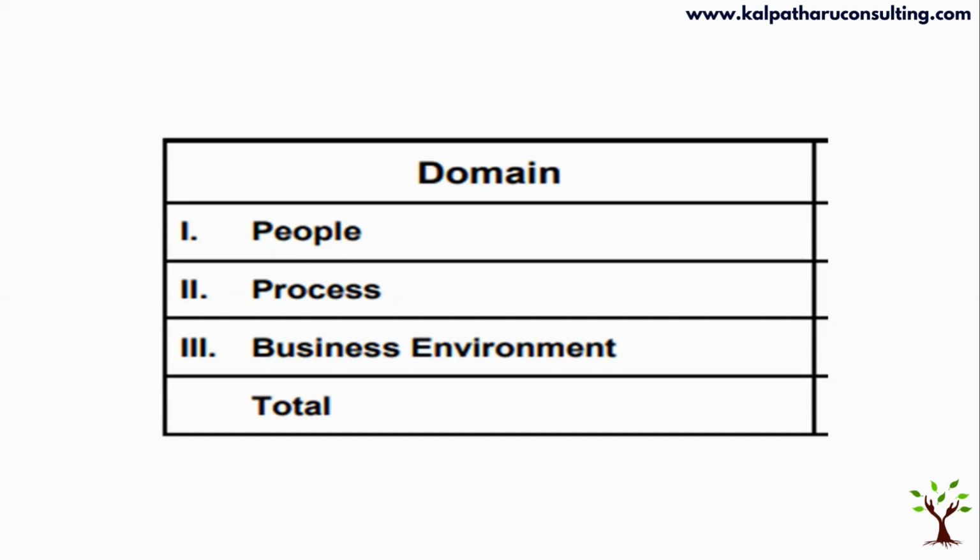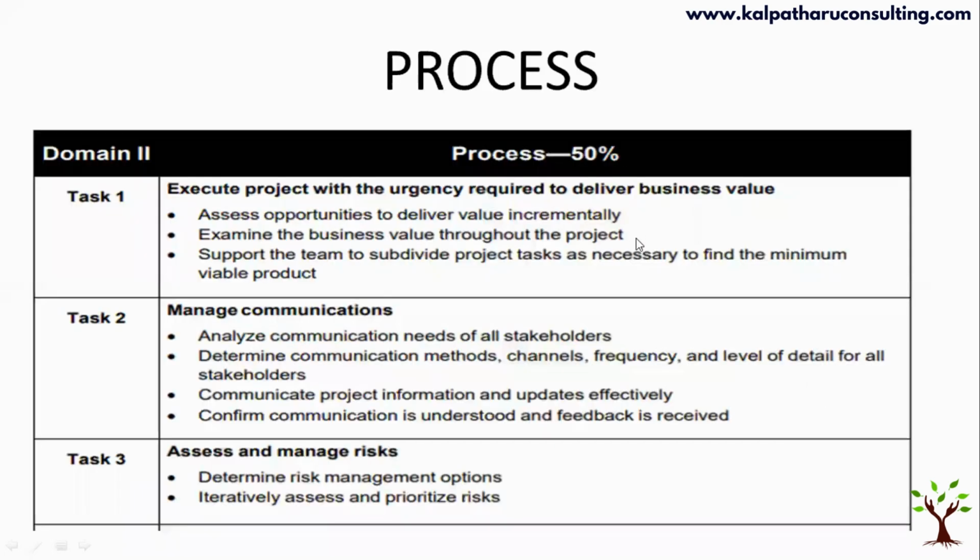In our previous video, we have already discussed the people domain, the ECO for the people domain. So you can check out our previous video for that. In today's video, we are going to discuss process. So let us get into the details now. In process, there are 17 tasks. Let us go one by one.